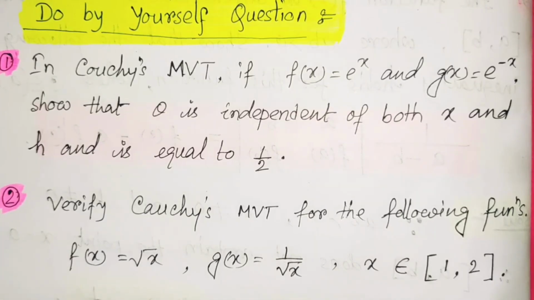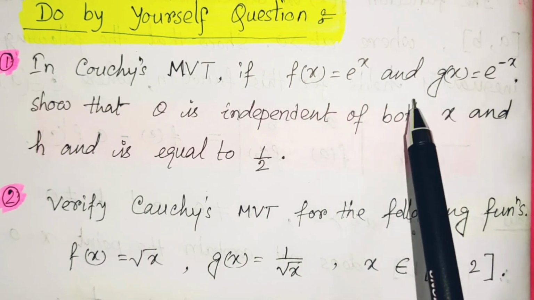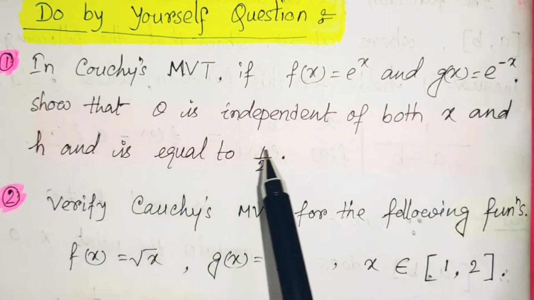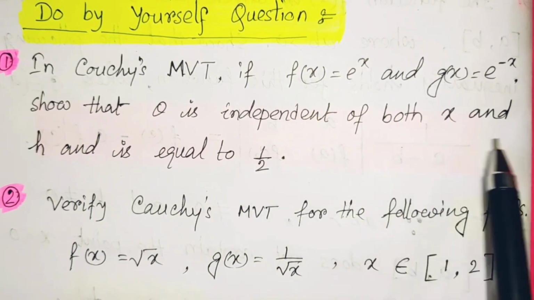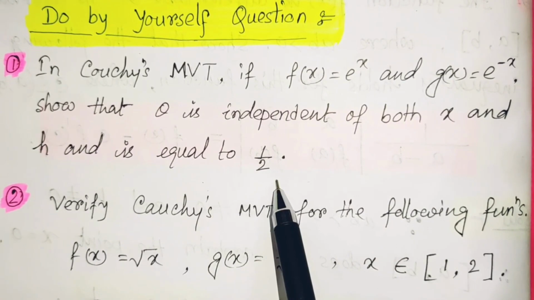Now it is your time, so it is a do-it-yourself question. The first question is: in the Cauchy mean value theorem, if f(x) is equal to e to the power x and g(x) is equal to e to the power minus x, then show that theta is independent of both x and h, and it is equal to half. This is your first question.